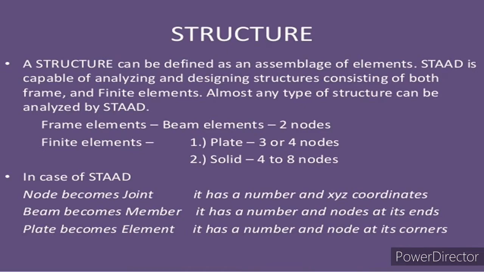Frame elements, beam elements: 2 nodes. Finite elements, plate: 3 or 4 nodes. Solid: 4 to 8 nodes. In case of STAAD, a node becomes a joint. It has a number and XYZ coordinates. A beam has a number and nodes at its ends. A plate becomes an element. It has a number and nodes at its corners.